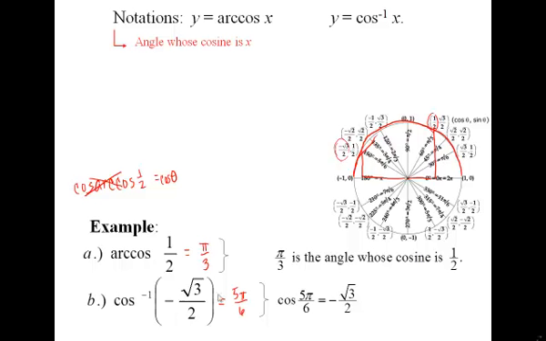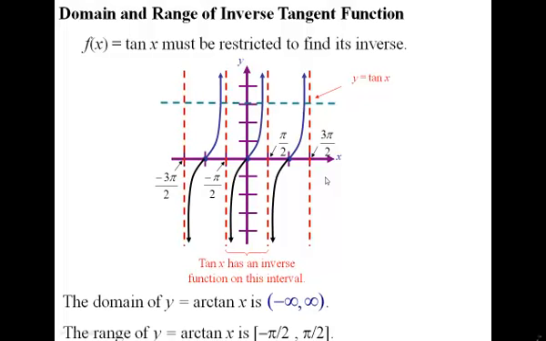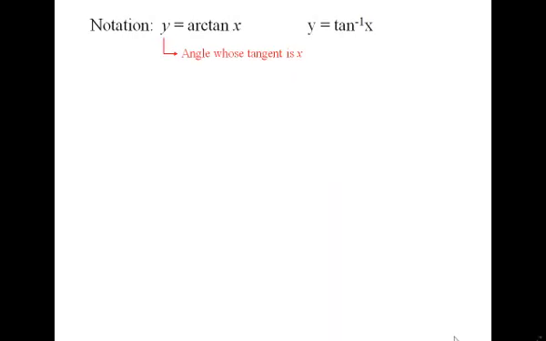So tangent, we're going to restrict it to this part right here. It's the same as sine. We're going to look at from negative pi over 2 to pi over 2. I never labeled this, but this is again quadrant 1 and quadrant 4. It's this side of the unit circle. Here's negative pi over 2, here's pi over 2. Alright, so tangent, same thing, we have those notations.